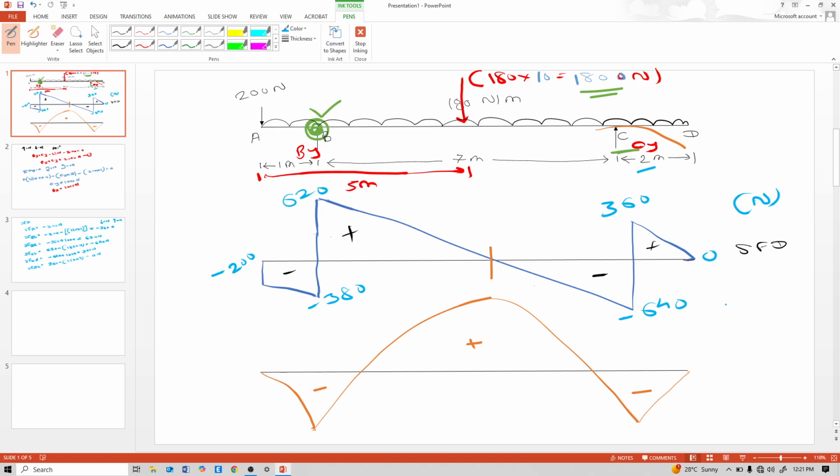See this 640, only see the values. Now next is calculation of bending moment. At point A, bending moment is 0, and at point D, bending moment is 0, because both are cantilever ends.